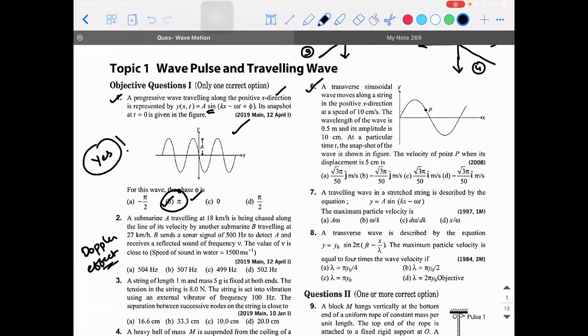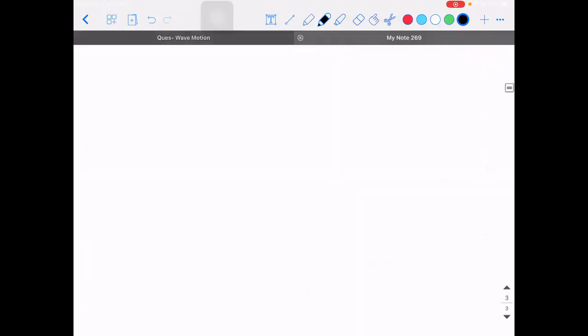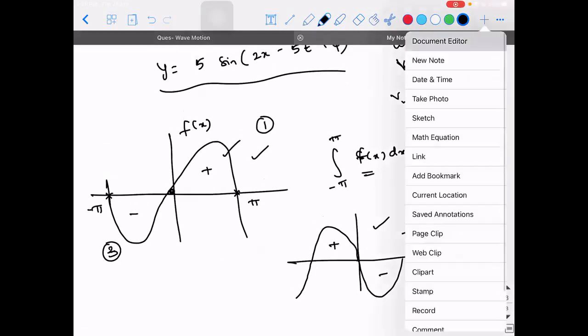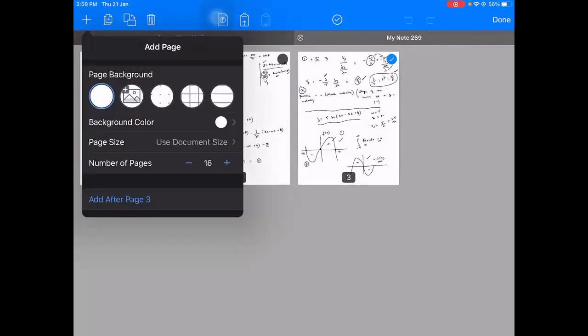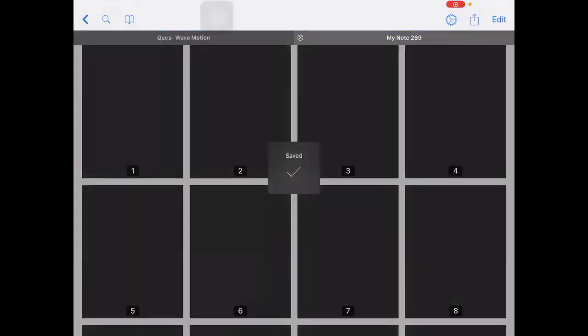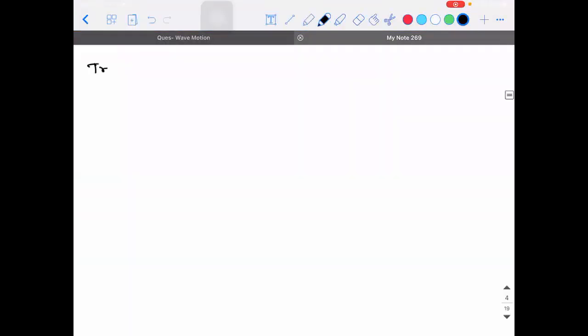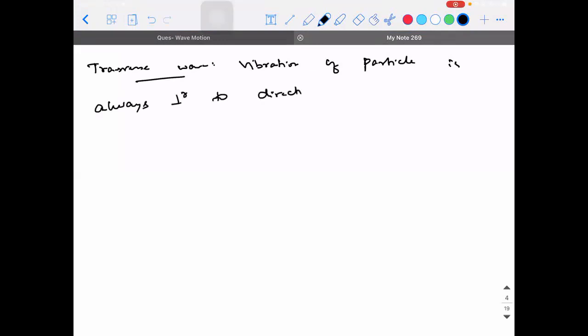See, there is a transverse wave. Do you guys know what a transverse wave is? Yes or no? Let's make it fast. Do you know what a transverse wave is? Transverse is generally used for perpendicular. Perpendicular for whom? It is something like this. Wait. So a transverse wave means the vibrations of the particles are always perpendicular to the direction of propagation of the wave.